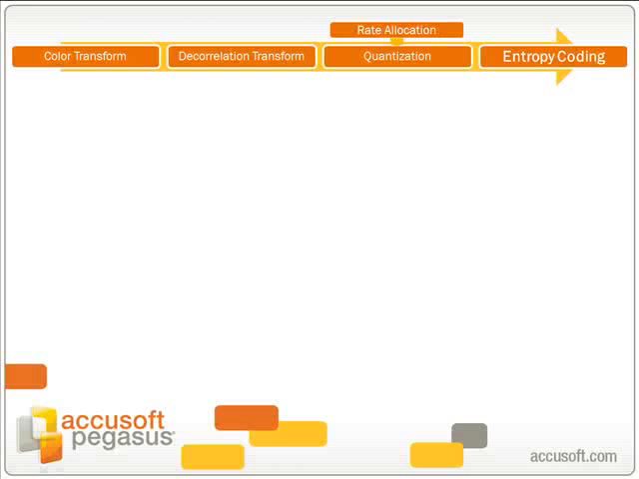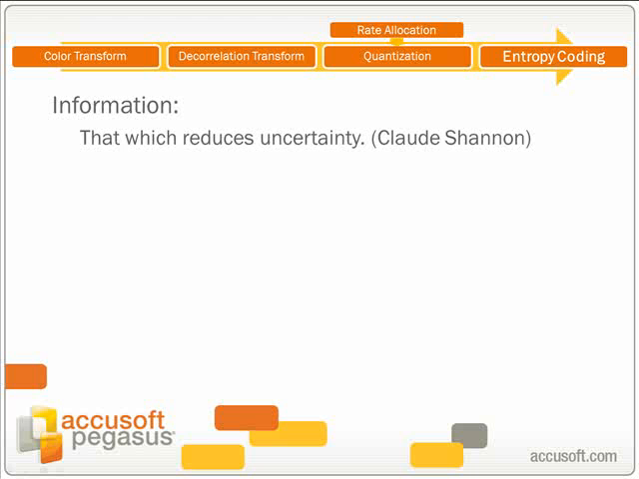So far, we've transformed and quantized our image. Let's see how it gets actually written on the disk. Before we can see how we encode information efficiently, I want to give you a feeling of what information actually is. According to Claude Shannon, the founder of information theory, information is that which reduces uncertainty. That means something likely contains less information than something that is surprising to us.